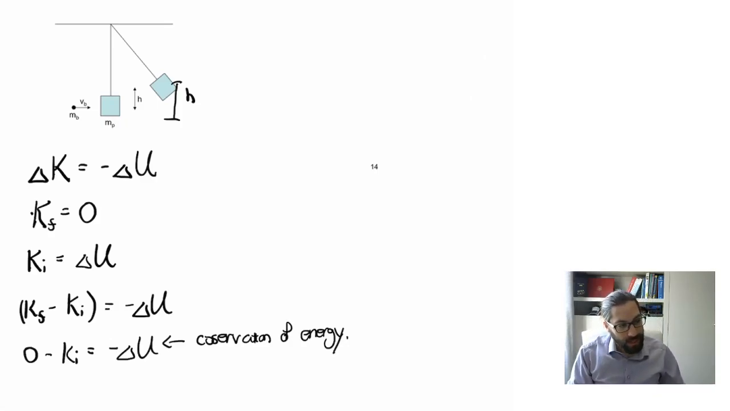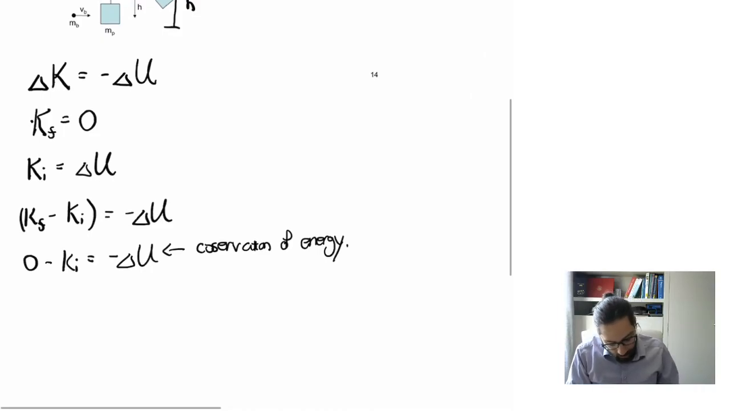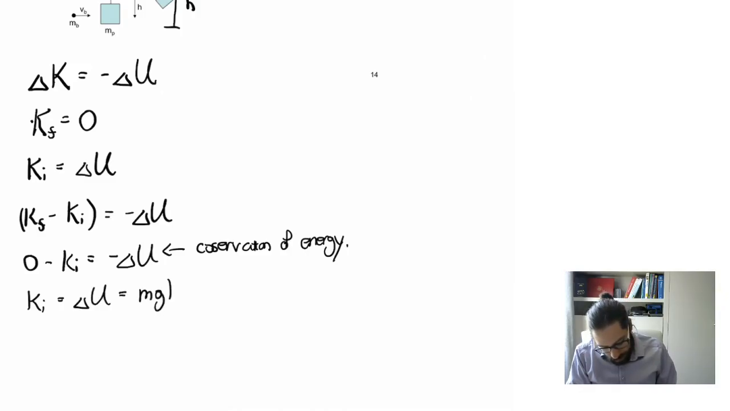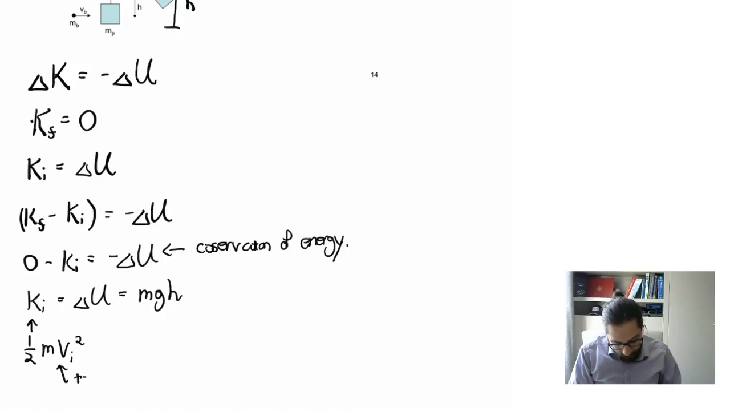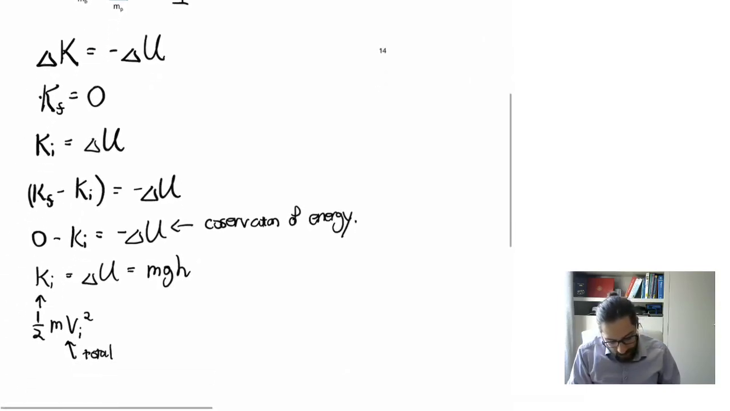Then the next step is, okay, now we have the initial kinetic energy is equal to delta U. Now we write down the gravitational potential. This is mgh, right? Therefore, and this is 1/2 m v initial squared. Okay, this vi is total. So this is the initial velocity.